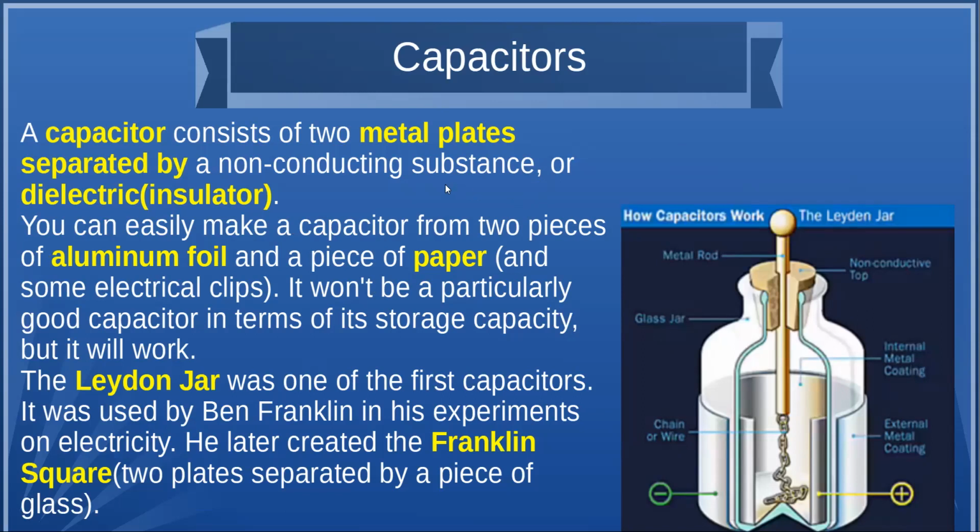Most of the earlier ones were made with aluminum foil and a paper, like a wax paper separator, and they rolled it up into a tube. And they call those tubular paper capacitors. And they're still around. Like I said, the Leyden jar was one of the first ones. And old Benjamin Franklin actually invented one he called the Franklin square, which was 2 plates separated by a square piece of glass.